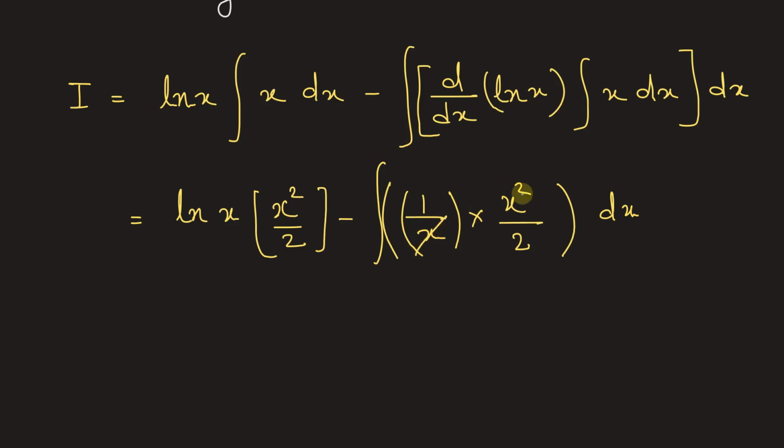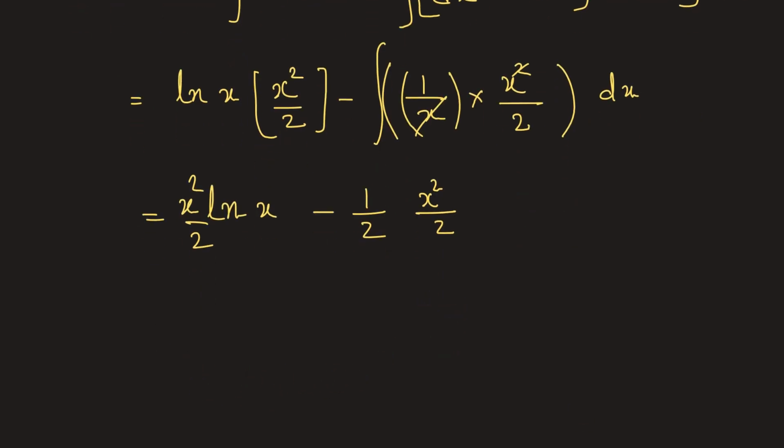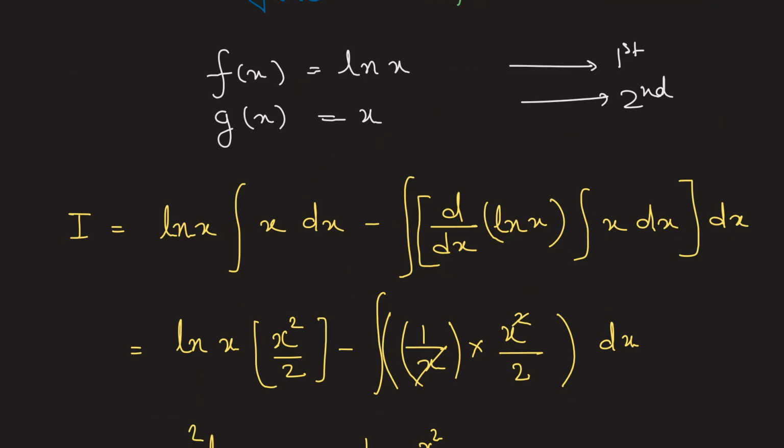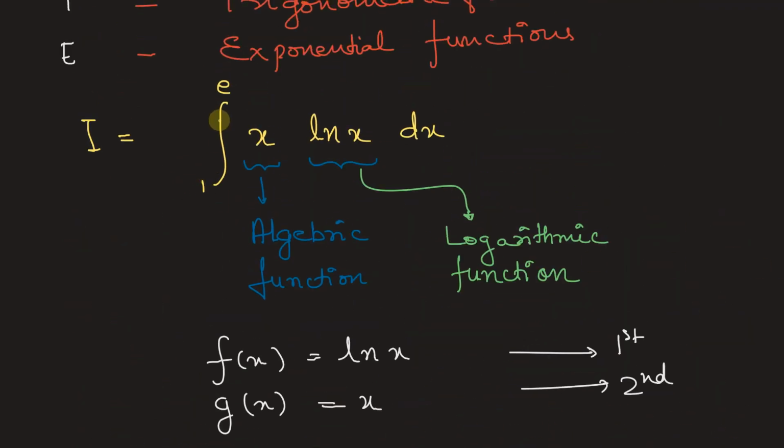Here the x in 1 upon x can be cancelled out. So we can write it as x square by 2 ln x minus, taking 1 by 2 outside, the integration of x dx, which is x square by 2. Now our integral becomes I equals x square by 2 ln x minus x square by 4, and we have to put the limits from 1 to e, as given in the question.